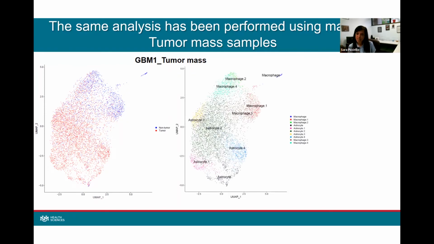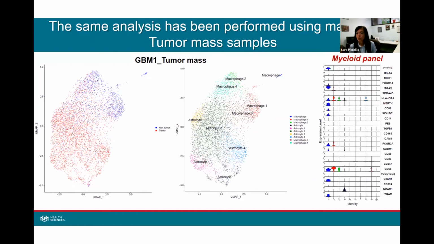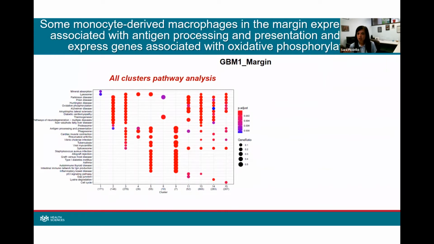We then performed cell type annotation again, and what we found is that the majority of non-tumor cells in the tumor mass of this patient also classify as macrophages. We looked again at all more than 400 markers for this cell population, and we performed exactly the same analysis. But going back to the infiltrative margin, which is the most important area for us to characterize, we then went ahead, based on those data, and performed a cluster pathway analysis.